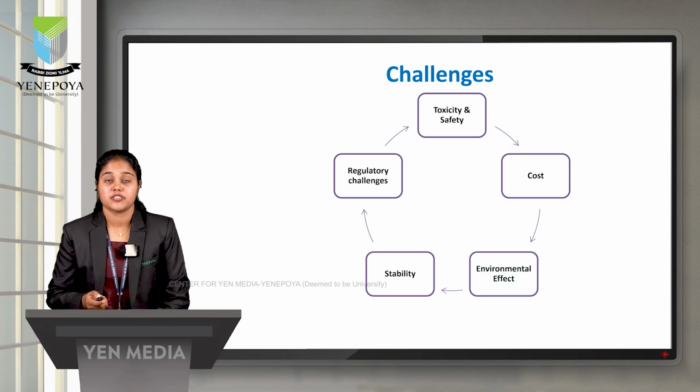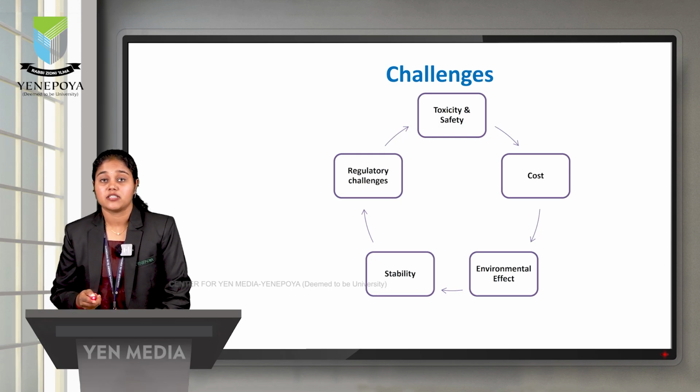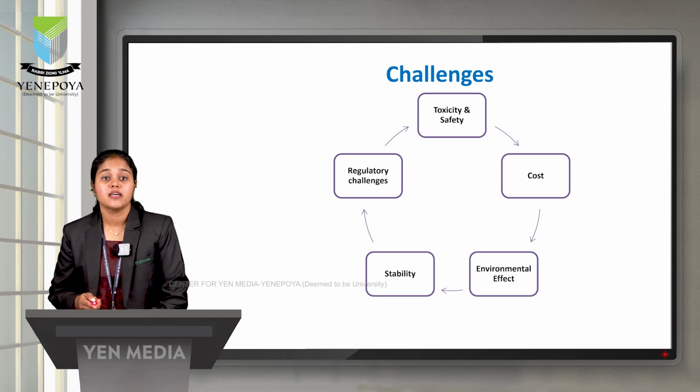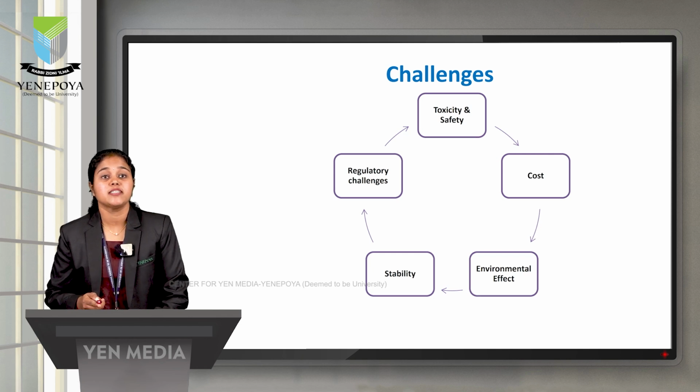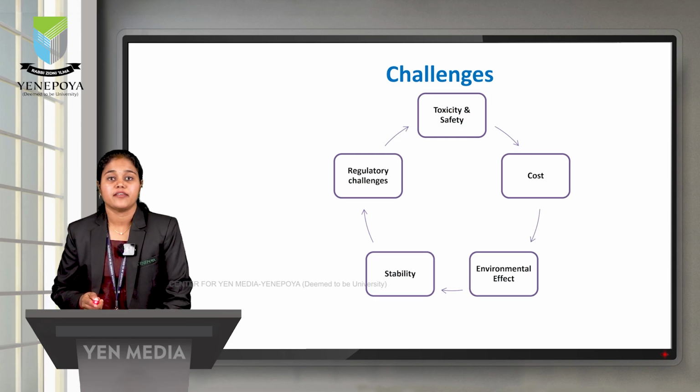The next is the challenges which are associated, mainly toxicity and safety, and also the cost. Other than that, environmental effect, stability issues and regulatory challenges will be there. It is easy to prepare in laboratory scale, but whenever it goes to industrial scale, it is a challenge to get the product from laboratory scale to industrial scale. So these are the few challenges associated with nanoparticle formulation or any of the novel drug delivery systems.